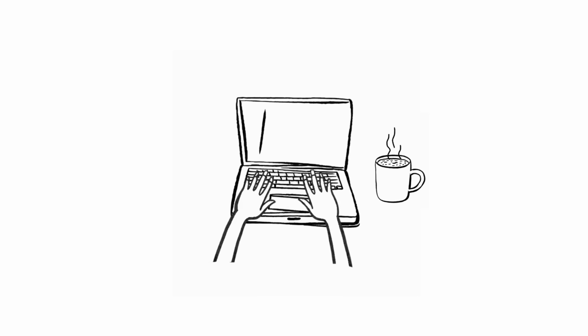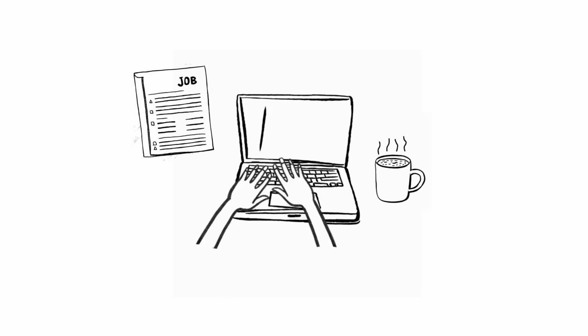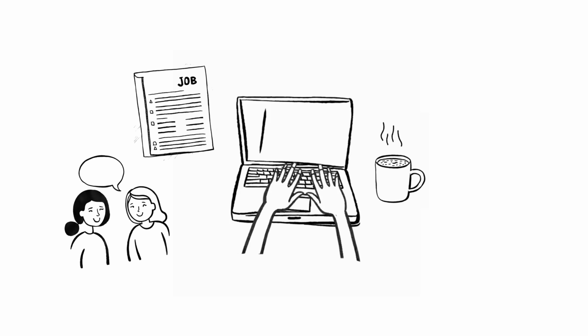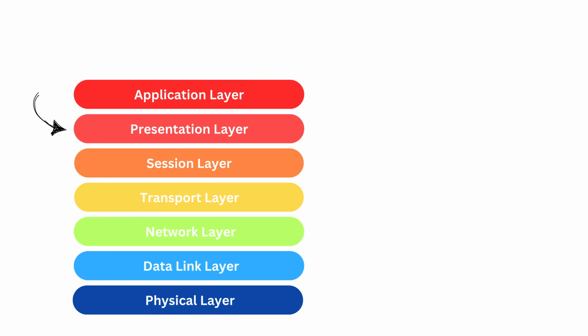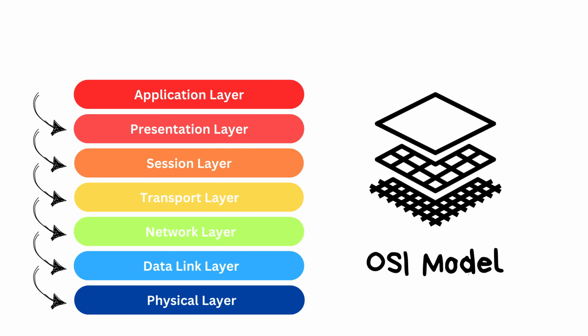Imagine you're about to send an important email. Perhaps it's a job application or a message to a friend. You hit send, but have you ever wondered what happens next? How does your email actually make its way across the internet to the recipient? Well, it's a fascinating journey that involves 7 crucial steps, each represented by a layer in something called the OSI model. Let's take a closer look.